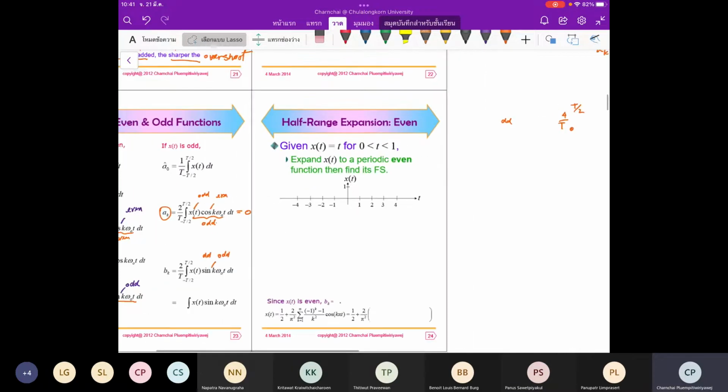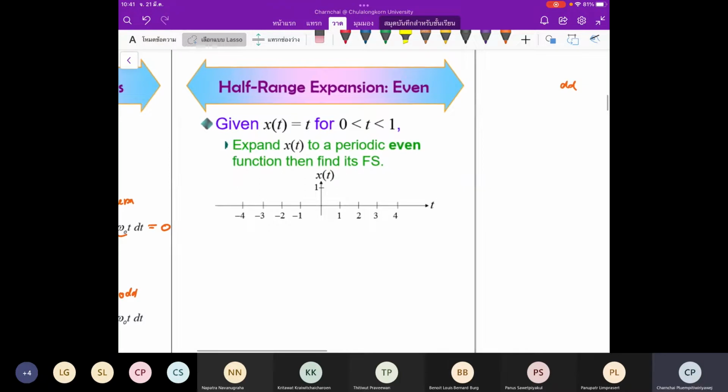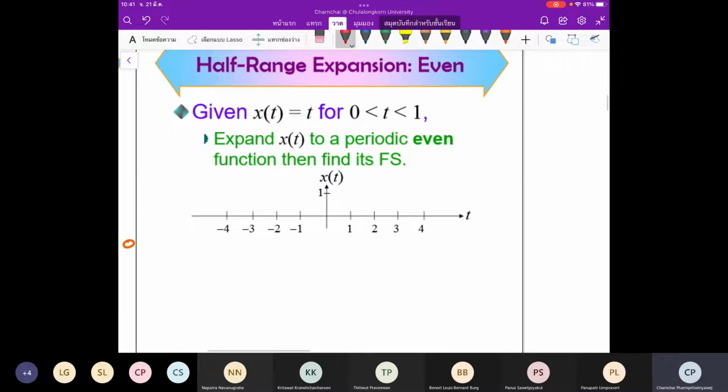Okay, half range expansions. This problem is basically giving you half of the period, and asking you to expand another half of the period. It says, given that x(t) equals t for t between 0 and 1, this is what it looks like, right? And they ask you to expand x(t) to be a periodic even function.